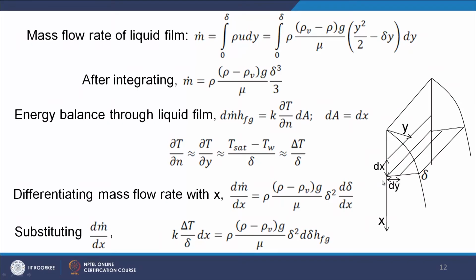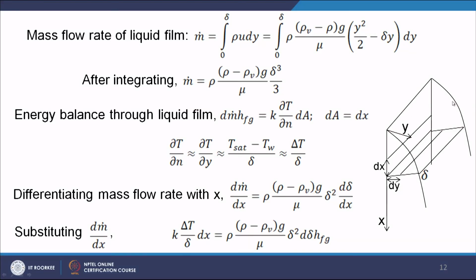Okay. Now, here interestingly if you see here dA is actually dx. So, this is the area. So, this rectangle, if you see this rectangle, is actually giving you the heat flux to the film. So, you will be finding out that dA is actually dx into 1. We have considered unitary direction in this side, the z direction. So, you can write down dA equals dx.